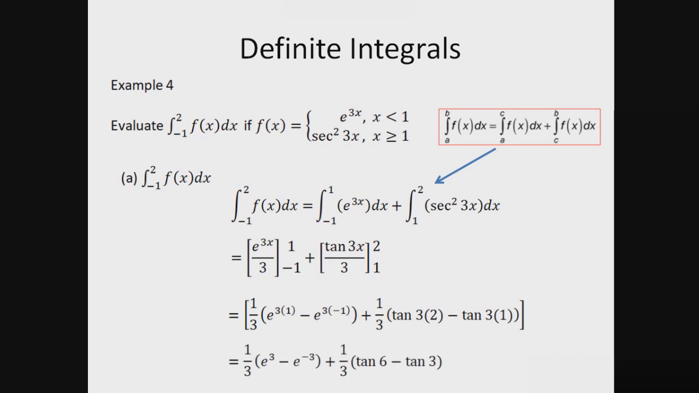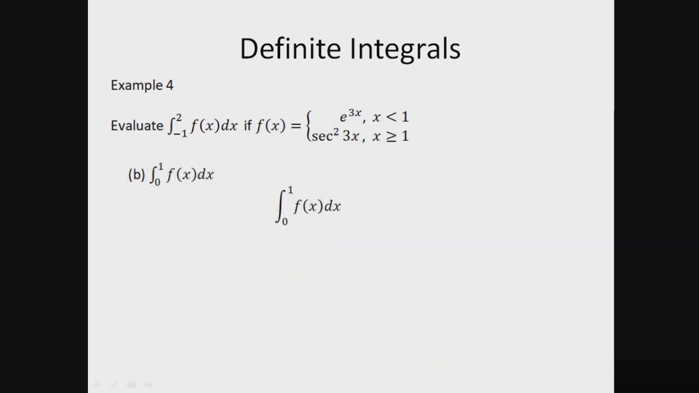Example 4b. The integral from 0 up to 1 of f(x) dx. We integrate first, so we get e^(3x) over 3, and then substitute the upper limit minus the lower limit. So we get 1/3 (e^3 minus 1).